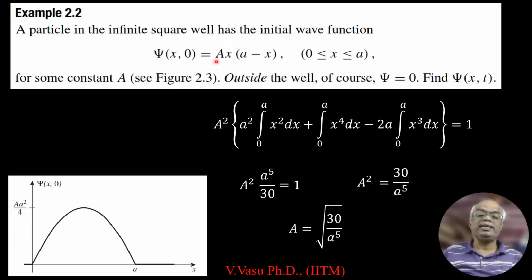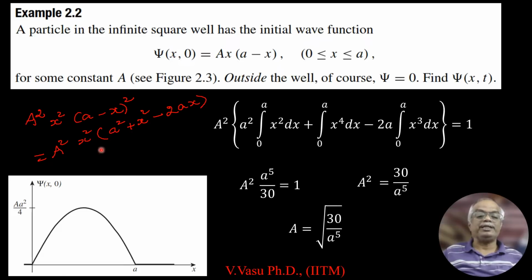Now to find the normalization constant, the integral of psi star psi dx is equal to 1. So now psi star psi is equal to A squared x squared (a minus x) whole squared. If you expand, of course, you take A squared x squared, here (a minus x) squared is a squared plus x squared minus 2ax.